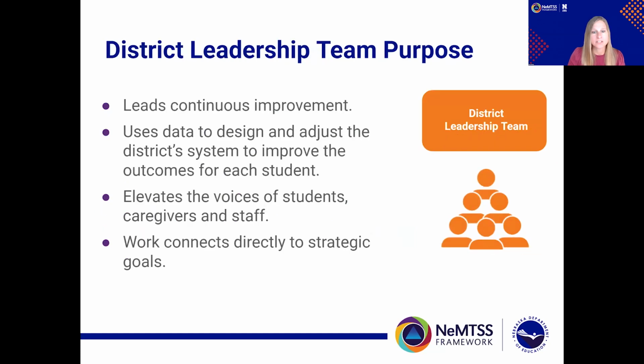The purpose of the district team includes, but is not limited to, leading continuous improvement for the district, using data to design and adjust the district system to ensure the success of each and every student, elevating the student, caregiver, and staff voices, and connecting their work directly to the district's strategic goals. It's important to ensure the purpose of the team is clarified for all team members, as well as stakeholders, including staff, family or caregivers, and community members.